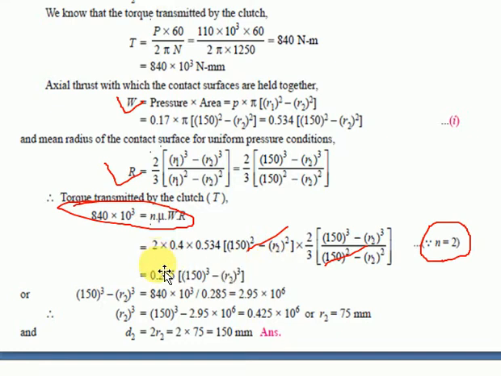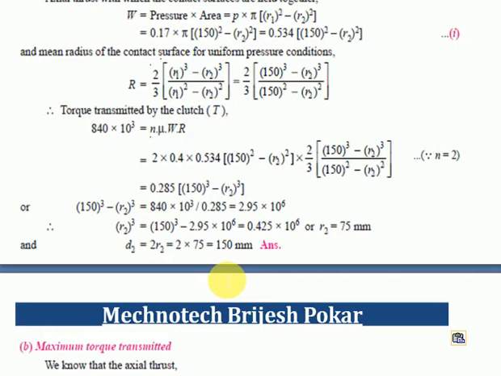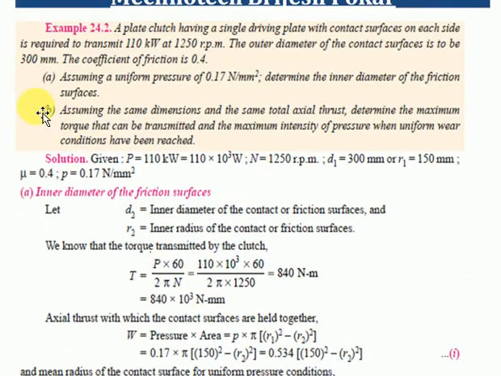Now after finding the solution, we can get D2. You can pause the video and solve this, it is easy. So D2 is equal to 2R2, that is 150 mm. So D2 is 150 mm. Now maximum torque transmitted, this is part B.